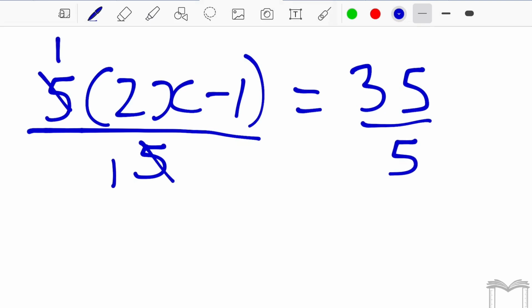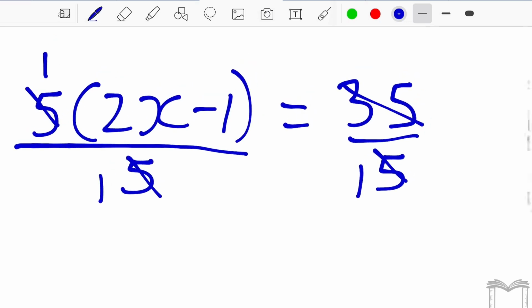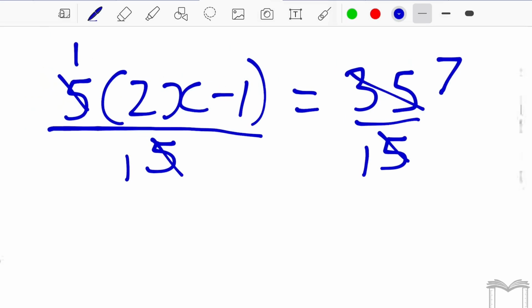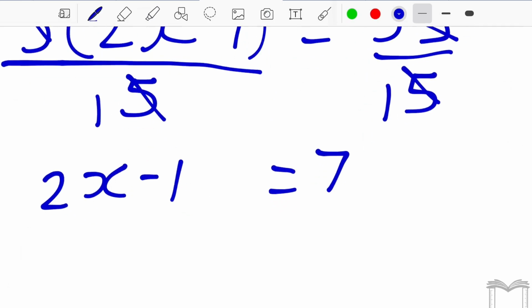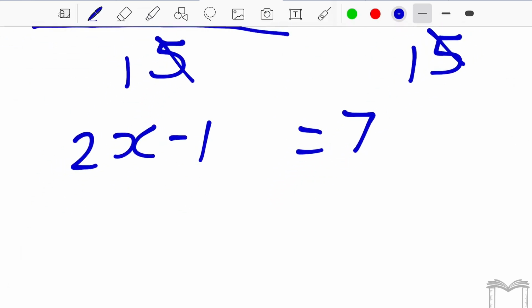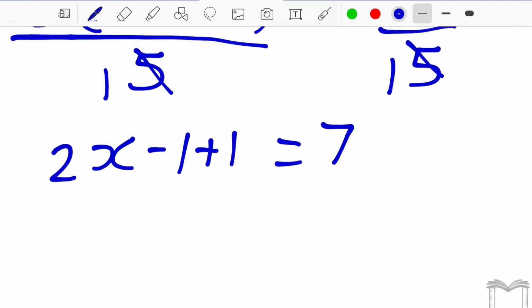So 5 into 5 is 1, 5 into 35 is 7. So basically it's the same thing, but we are describing it differently. So now we have 2x minus 1 is equal to 7. In order to get rid of the minus 1, we know that minus 1 plus 1 will give us 0. Whatever we do on the left, we must do on the right. So we must add 1 on the right.